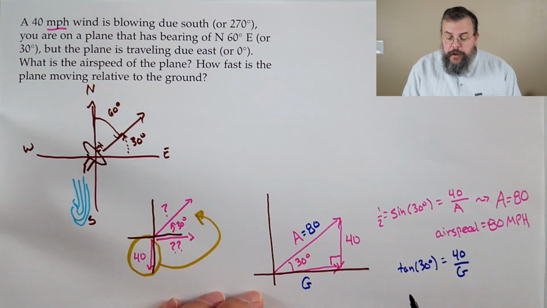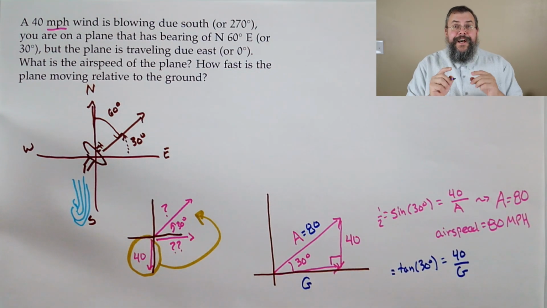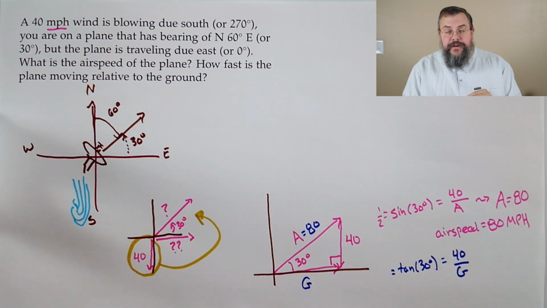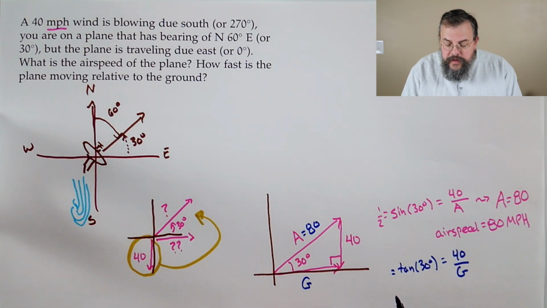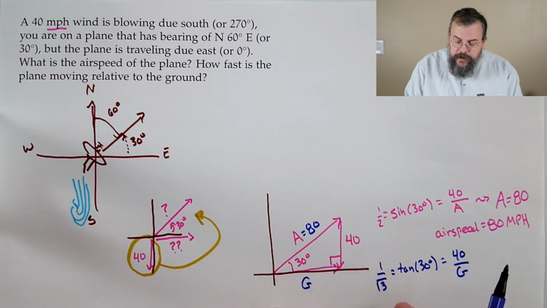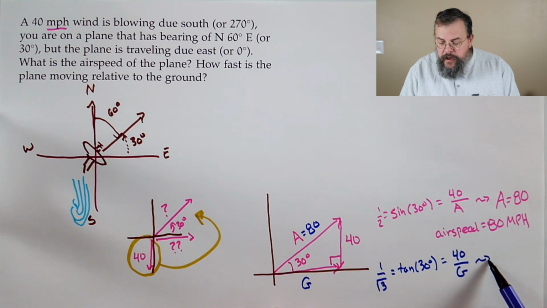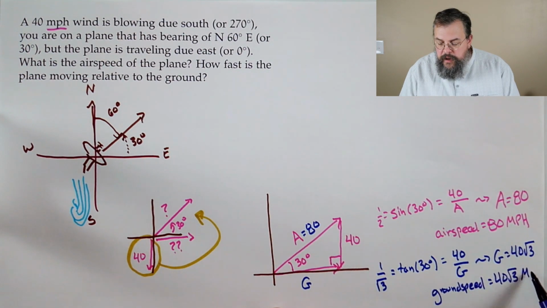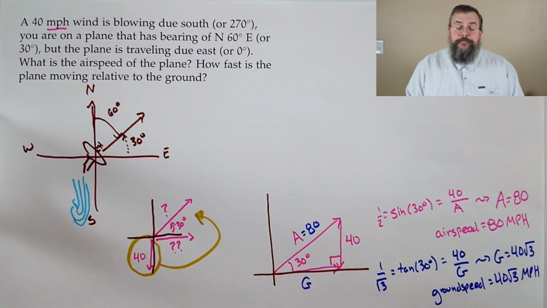It's our ground speed. Do we know the tangent of 30 degrees? Yeah, that's actually something that's known. It's a nice value. Do you know it? Okay, well, that's good. The tangent of 30 degrees is 1 over root 3. Now again, cross multiply, and what do we come up with? We come to the conclusion that g is equal to 40 times the square root of 3. So our ground speed, how fast we're moving relative to the ground, is equal to 40 root 3 miles per hour. And there we go.